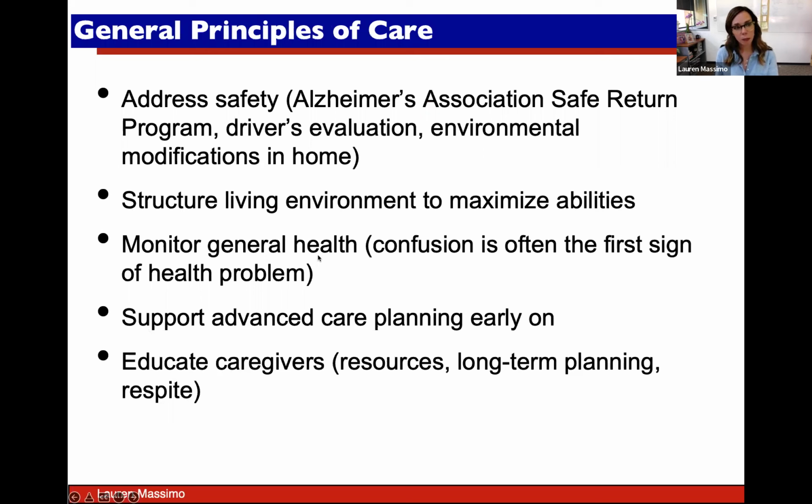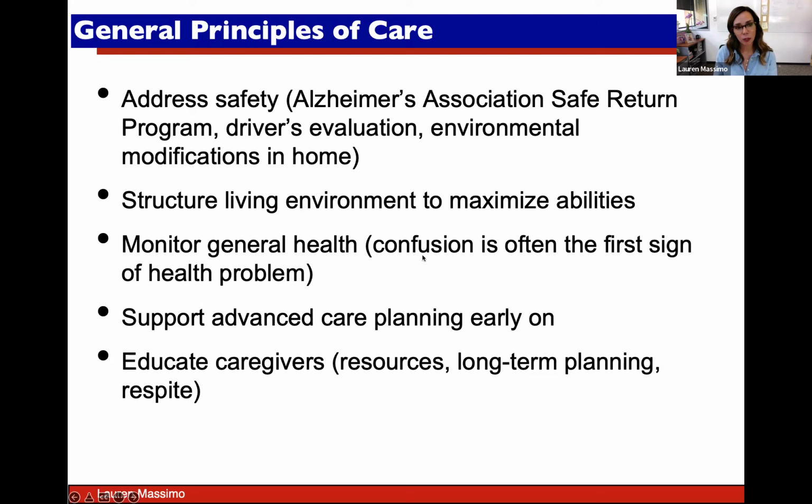General principles of care for people who have dementia. So again, safety concerns become a problem, especially as the disease progresses. The Alzheimer's Association is a great resource. They have a safe return program, so advise your patients to look into that. We talked about a driver's evaluation and thinking about environmental modifications in the home. Things like, again, putting up pictures on doors to provide cues for locations of things like the bathroom. Structure the living environment to maximize their abilities.